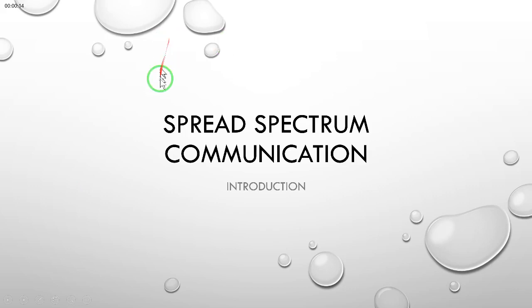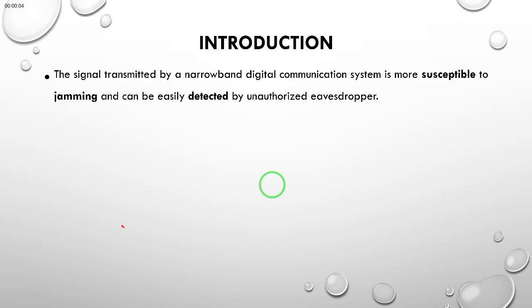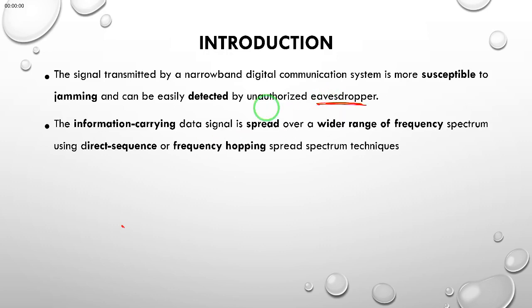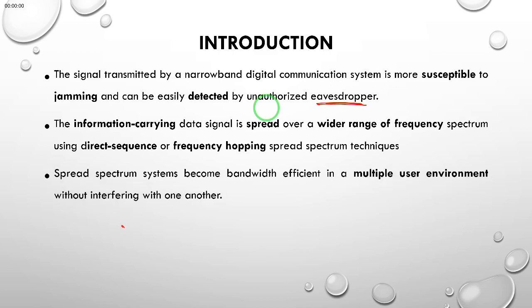In this lesson, we talk about spread spectrum communication, and we do a brief introduction. In this introduction, we want to say that the signal transmitted by a narrowband digital communication system is often susceptible to jamming and may be detected by an eavesdropper. So in spread spectrum, such an information-carrying data signal gets spread over a wider range of frequency using either direct sequence or frequency hopping spread spectrum techniques, and such spread spectrum becomes quite efficient in a multi-user environment, and that is able to happen without getting interference from other users.